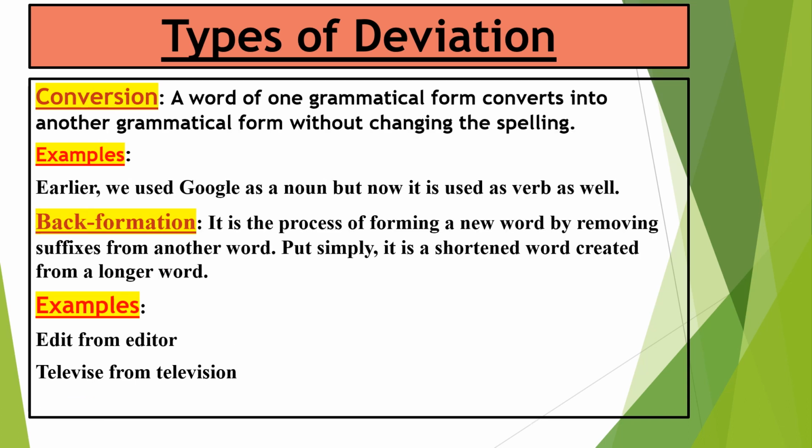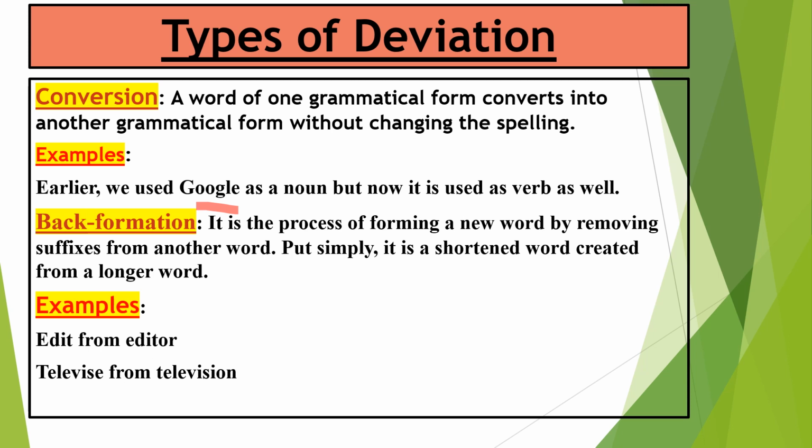Conversion. A word of one grammatical form converts into another grammatical form without changing the spelling. We just change the grammatical form. For example, earlier the word Google was used as a noun, but now it is used as a verb as well. So we do not change the spelling, but we just change the grammatical category. For example, the word first of all was used as a noun, and now it is used as a verb.